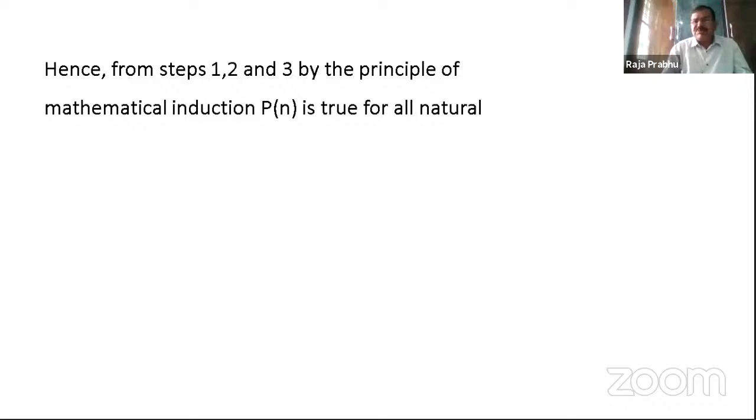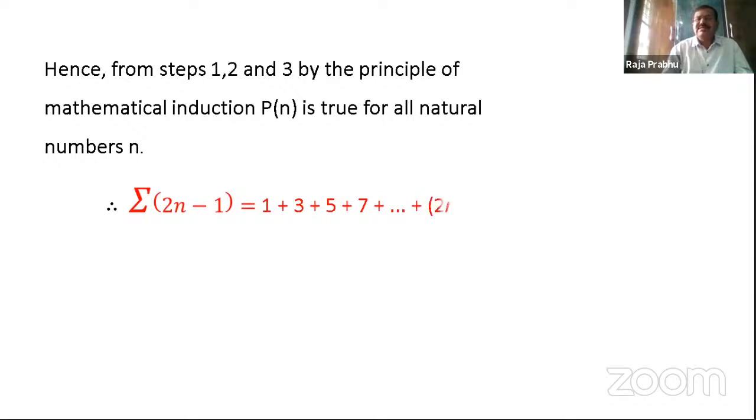So here our principle indicates that if any statement is true for n is equal to 1, n is equal to k and n is equal to k plus 1, then the statement will be true for any value of n. So according to the principle of mathematical induction, here in this problem from steps 1, 2 and 3, we can say that P of n is true for all the natural numbers. So as it is true for all the natural numbers, we can say that the given statement is correct. Hence the problem is proved by the process of verification.